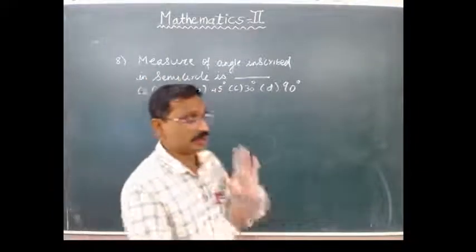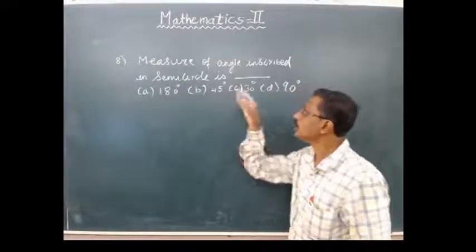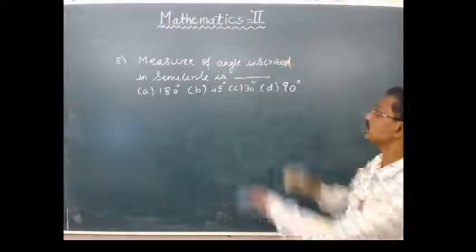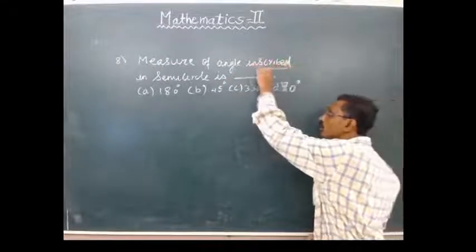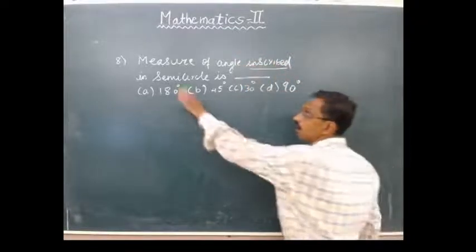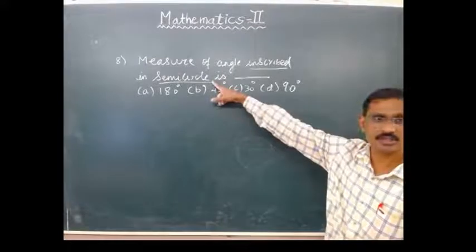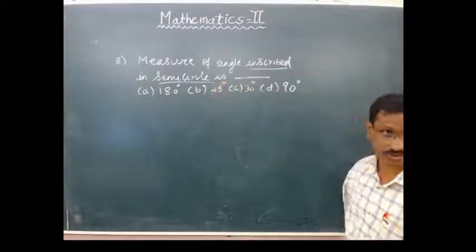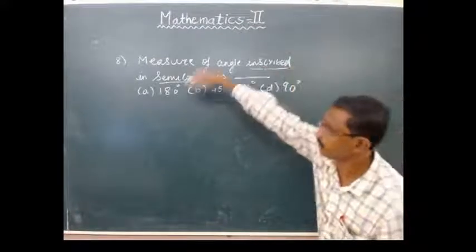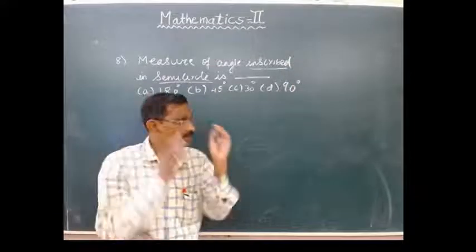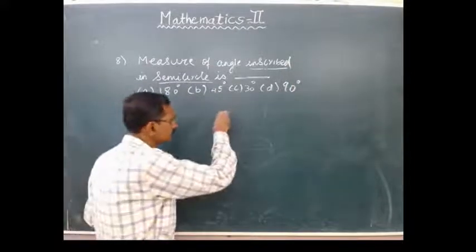What does it say? Read the question properly. Measure of angle. Which angle? The one which is inscribed in a semicircle. We know a semicircle, right? How much is it? And for that angle inscribed in a semicircle, we always know the intercepted arc. Let's draw a circle and see.